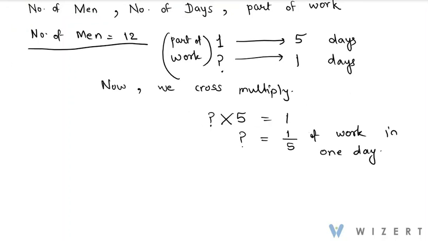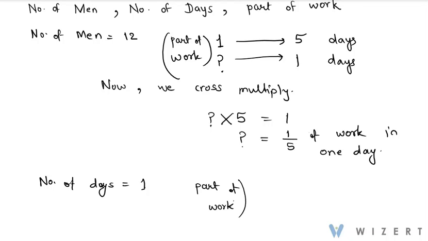Now, we have to find number of men who can do the job in 2 days. So, what part of work is being done by one man, we'll have to find that. So what is constant here? 1 day is constant. So number of days is constant at 1. So part of work and number of men, these two are varying.